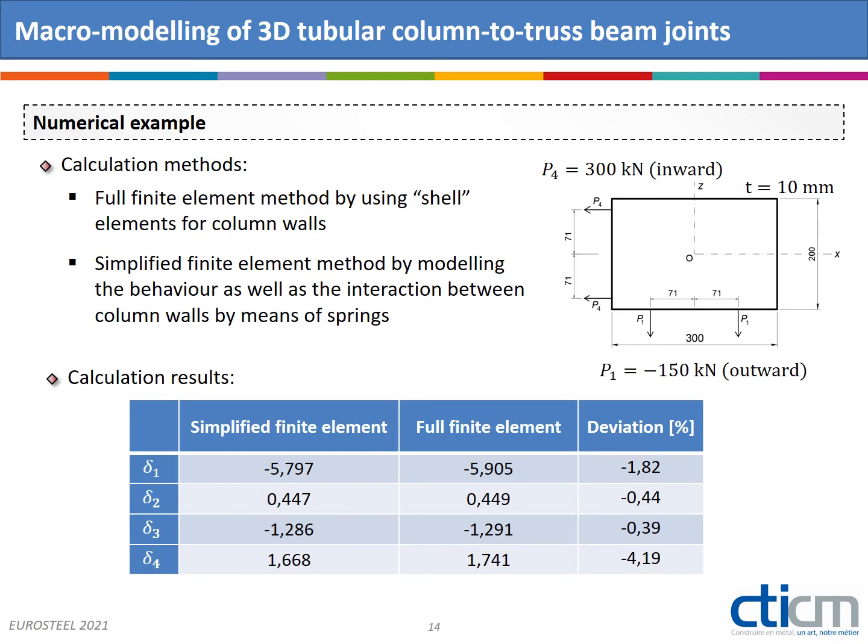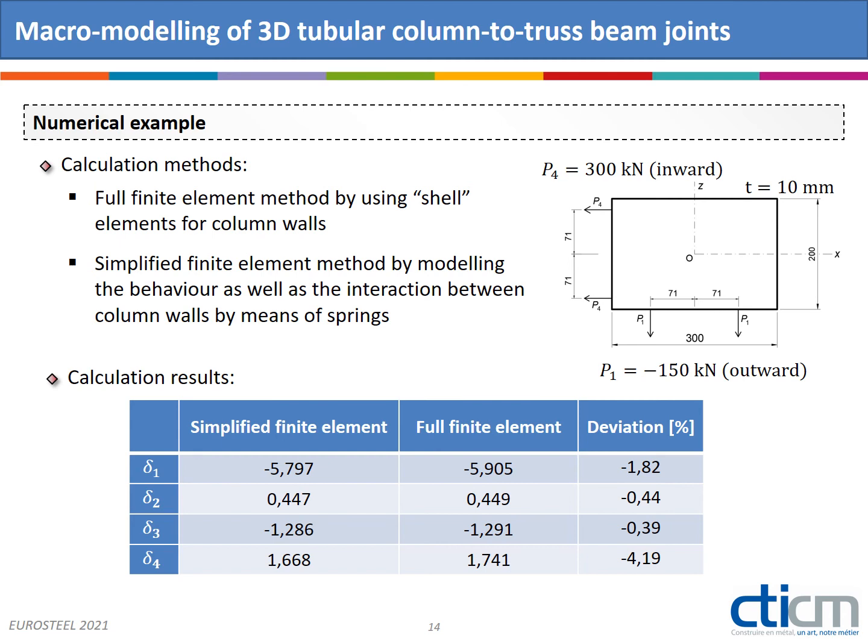To show the performance of the proposed spring model, we consider an example of a rectangular hollow section as indicated in the figure. Two sockets are implemented in face 1 and face 4. Forces are transmitted in the outward direction on face 1 and the inward direction on face 4.